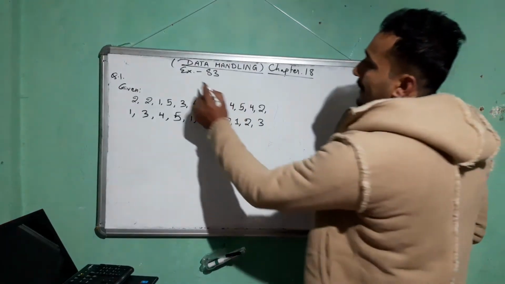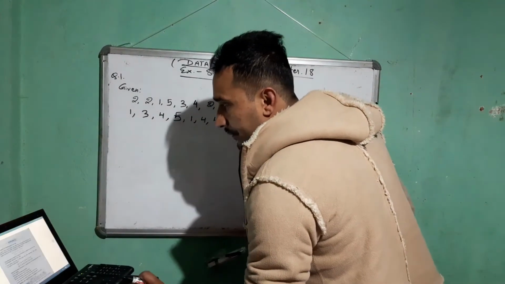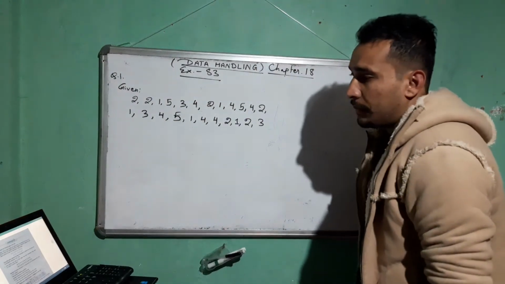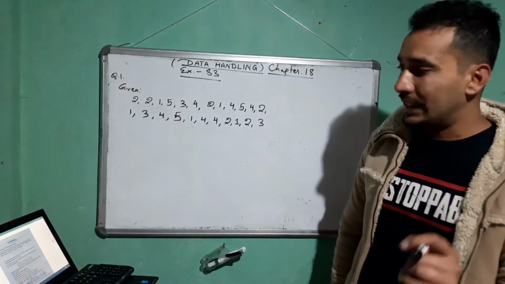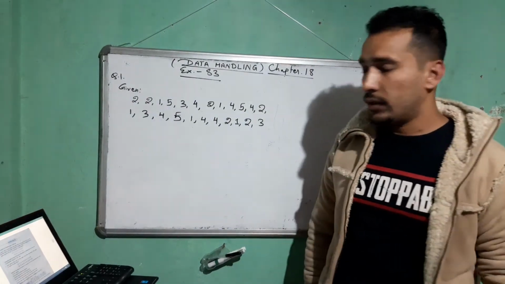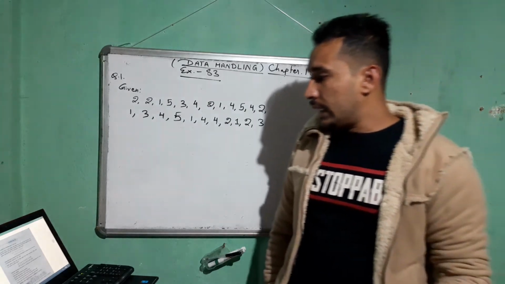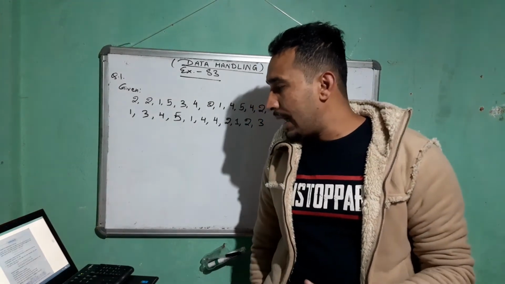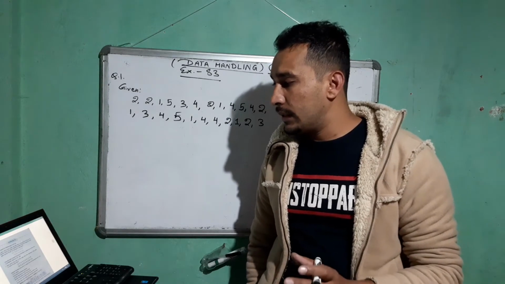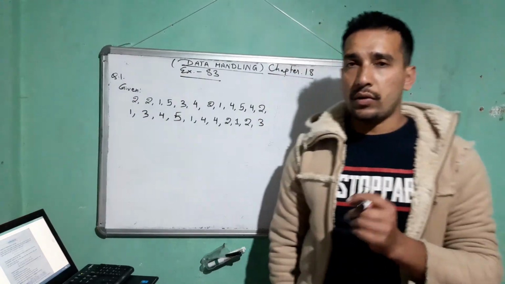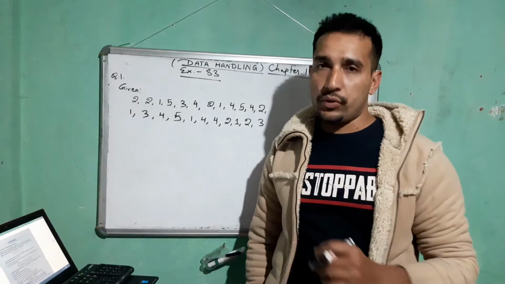So first is exercise 18, question number 1. It says that Rajat played the following game in the class. Rajat, okay, he is a student, might be of a particular class, you may consider from your class itself. He gave a ball to each student and asked them to toss the ball into the air and clap their hands.